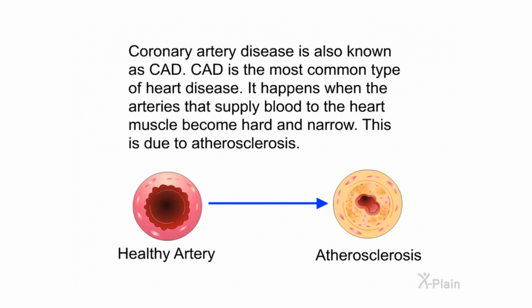Coronary artery disease. Coronary artery disease is also known as CAD. CAD is the most common type of heart disease. It happens when the arteries that supply blood to the heart muscle become hard and narrow. This is due to atherosclerosis.